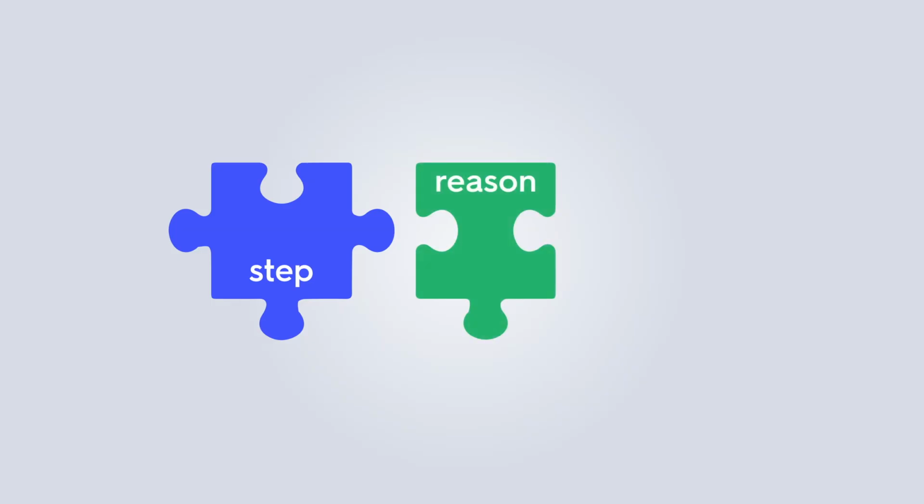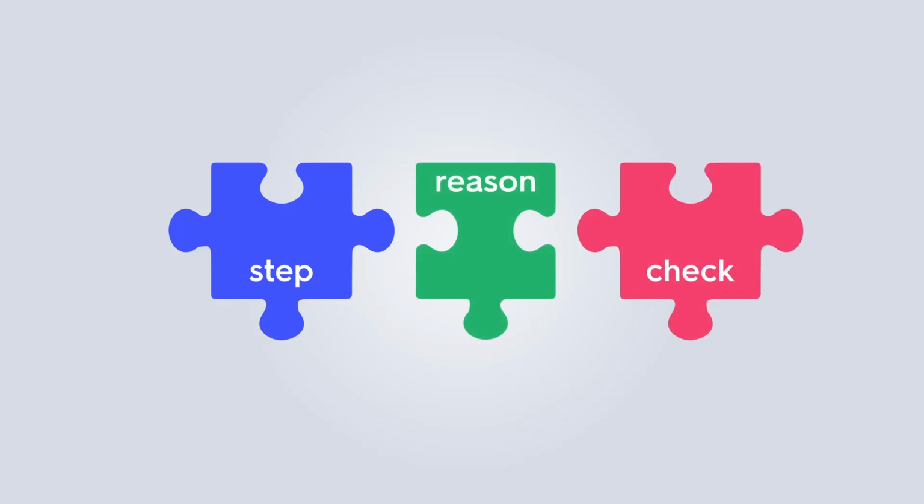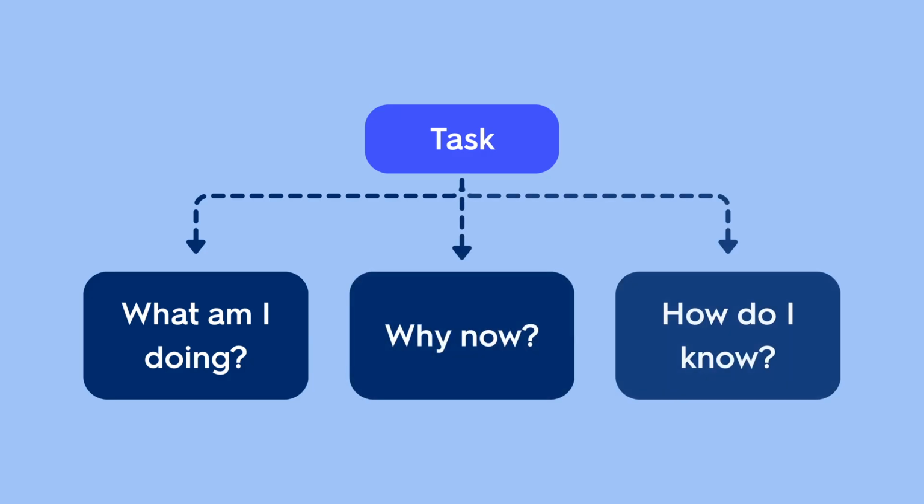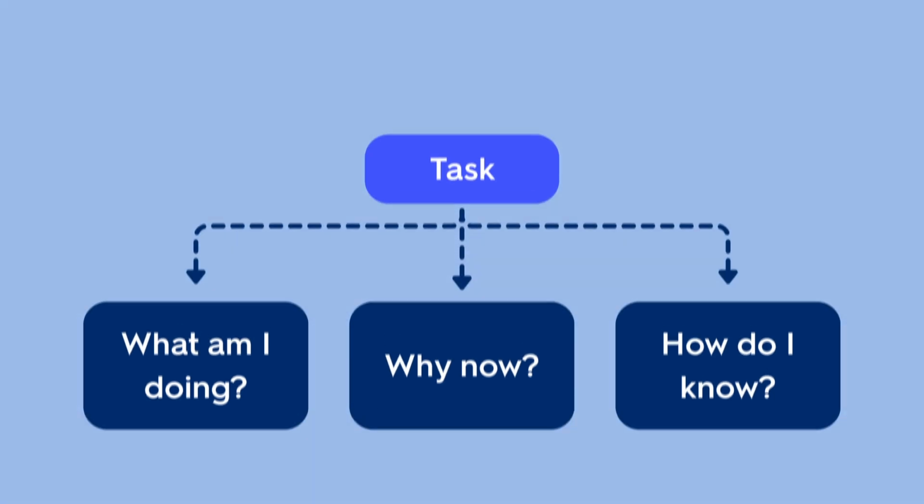First, the learner says the step. Next, they say the reason. Then, they check whether the step makes sense. A useful model is 3 questions. What am I doing? Why am I doing it now? How do I know it worked? These questions turn a quick habit into a visible thinking process.